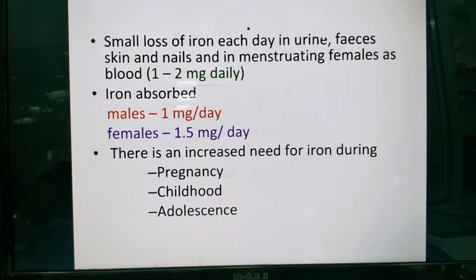A small amount of iron is lost each day in urine, feces, skin and nails, and in menstruating females as blood, approximately 1 to 2 milligram daily. Iron absorbed in our body is approximately 1 milligram per day in males and 1.5 milligram per day in females. There is an increased need for iron during pregnancy, childhood and adolescence.